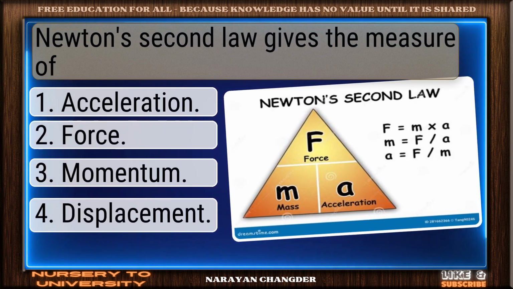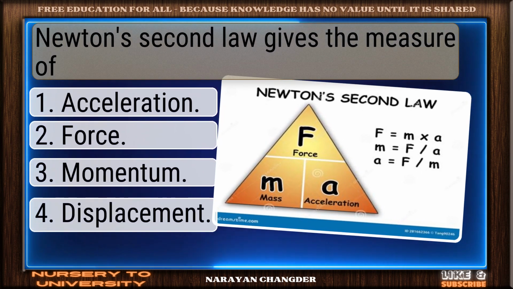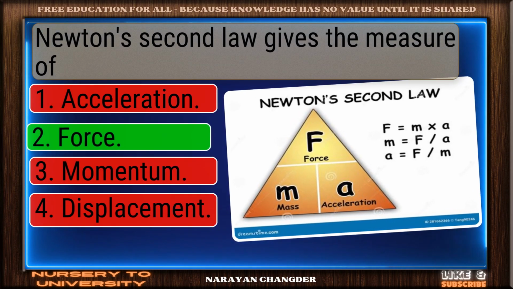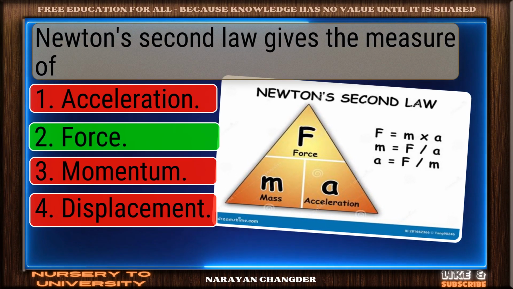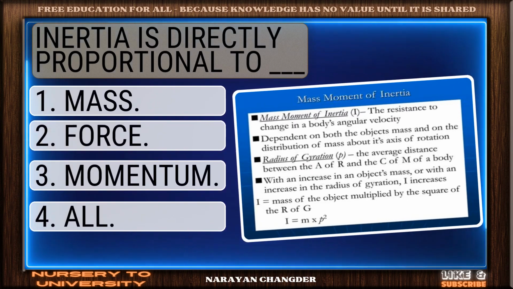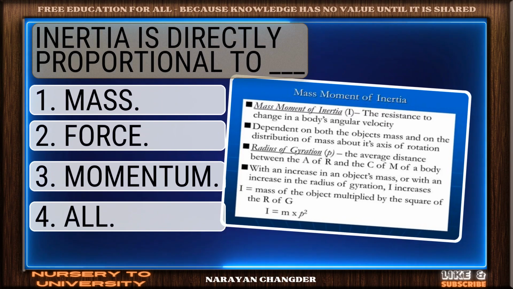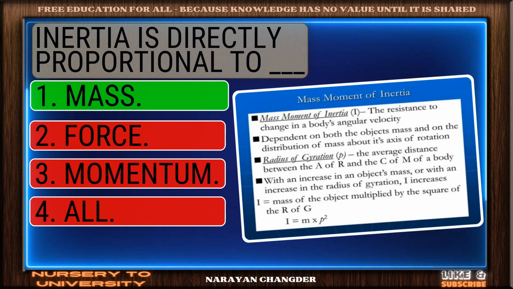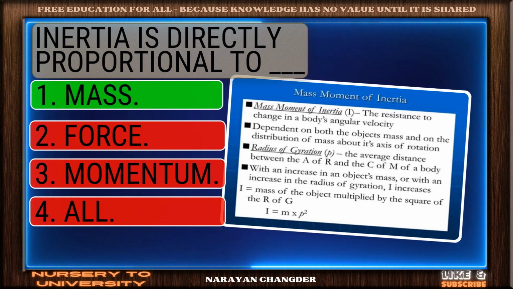Question number 210. Newton's second law gives the measure of. On track. Force is the correct answer. Question number 211. Inertia is directly proportional to dash. Good job. Your answer mass works well here.